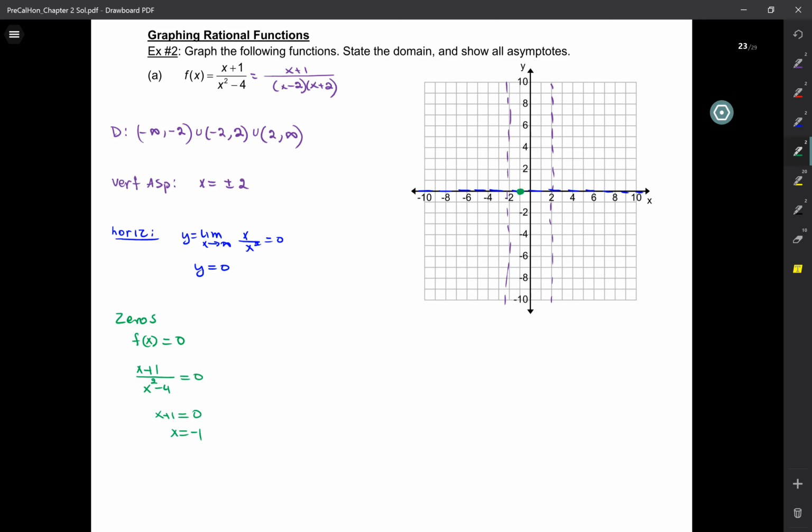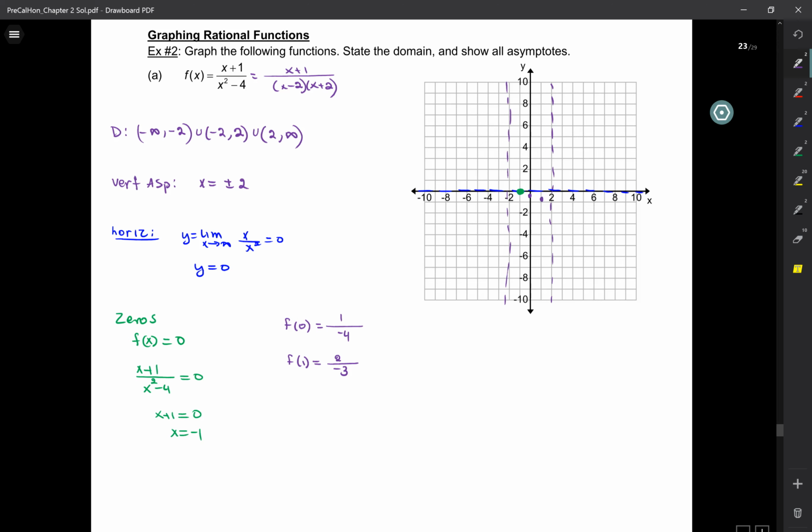Okay, let's pick some other points. Let's see what the function is at x equals 0. Basically what I want to do now is just pick a few points to gauge how my graph is going to look. At x equals 0, f of 0 is 1 over negative 4, so it's negative 1 over 4. Well, what's f of 1? F of 1 is 2 over 1 minus 4, negative 3. So that's negative 2 over 3.